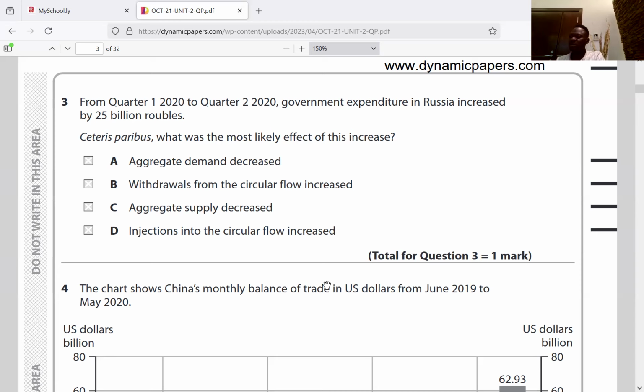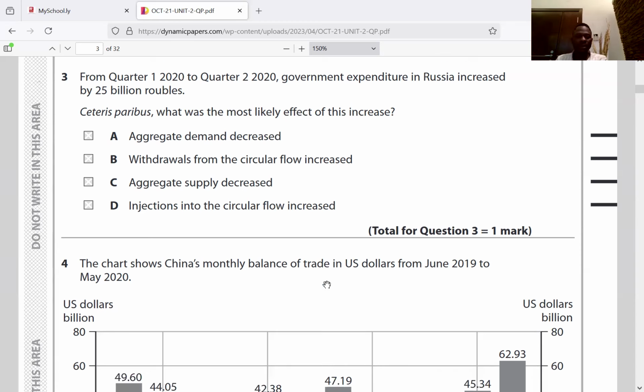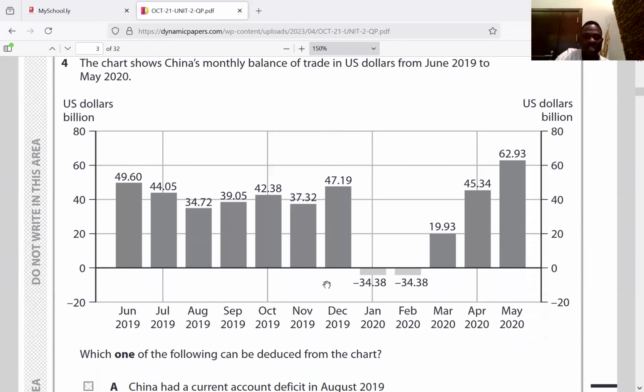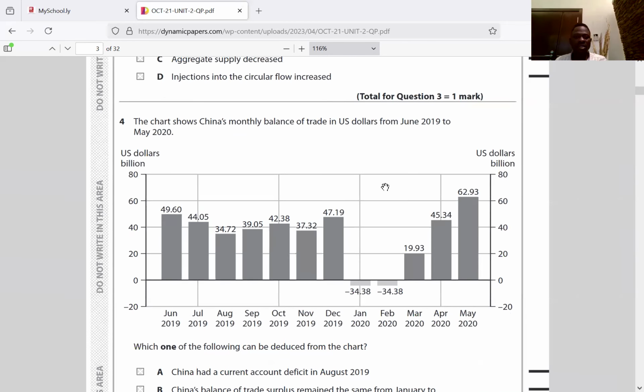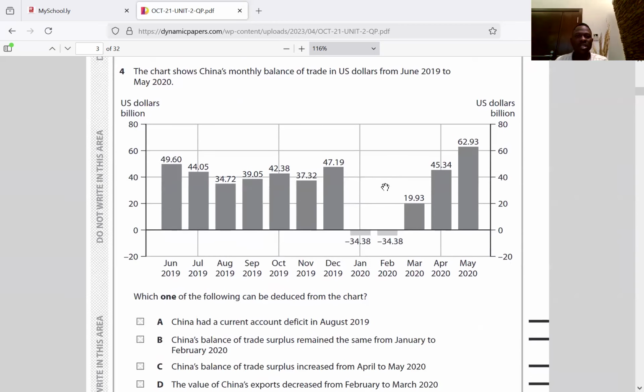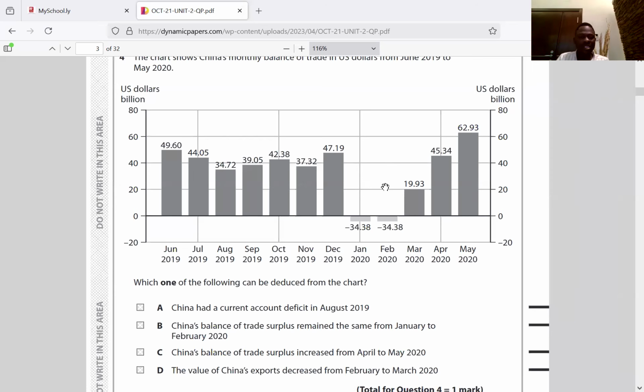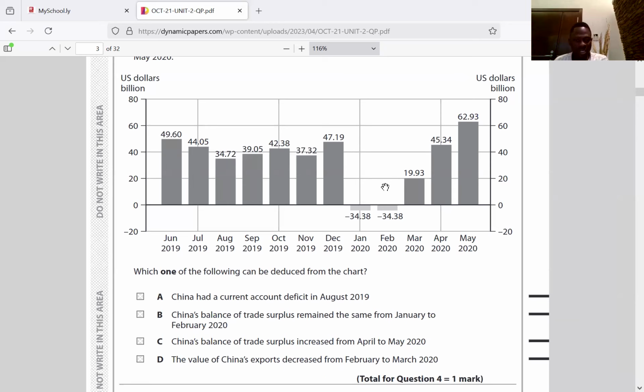Question 4. So we have this. They said the chart shows a monthly balance of trade in US dollars from June 2019 to May 2020. We have a negative trade balance between January 2020 and February 2020. Which one of the following can be deduced from the chart? China had a current account deficit in August 2019. No, in August 2019, it has a surplus.